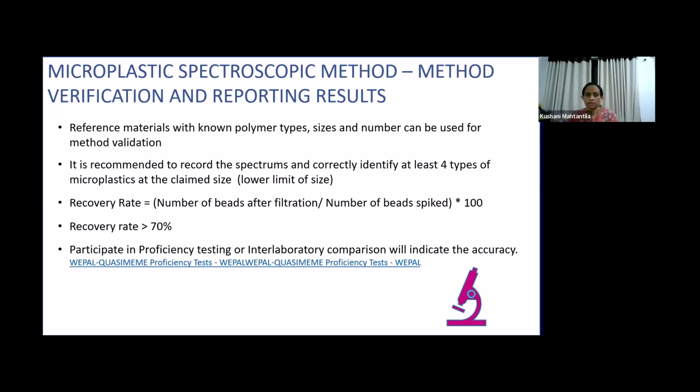So it is recommended to record the spectrum correctly and identify at least 4 types of microplastic at the claimed lower limit of size. And the recovery rate is calculated. It is the number of beads after the filtration divided by the number of beads spiked, times 100. If the recovery rate is higher than 70%, we can use that method in our laboratory as a validated method.